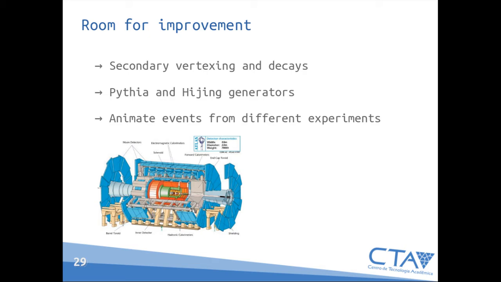Although the project is fully functional, it could benefit from specific improvements. Particle decays and secondary vertexing would allow certain processes to be represented in the animation, including moving cameras configured to follow a given mother particle, or specific decay channels. The project would also benefit from the integration with advanced event generators such as Pythia and Hijing. The project can be forked or adapted to include support for other experiments besides ALICE.